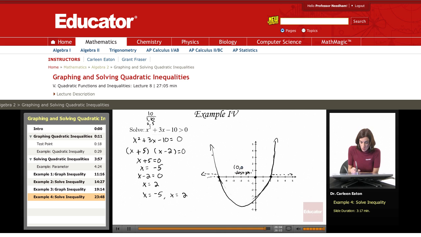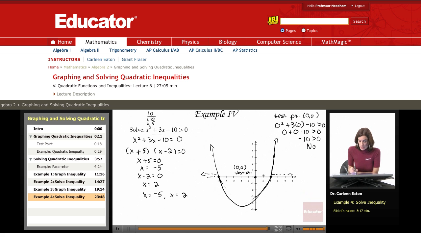I could also use my test point. Again, I use the origin as a test point as long as it's not too close to the boundary. So my test point is 0, 0. I put the x value in here and find that 0 squared plus 3 times 0 minus 10 is greater than 0. Let's see if that's true. 0 plus 0 minus 10 is greater than 0. Is negative 10 greater than 0? No.